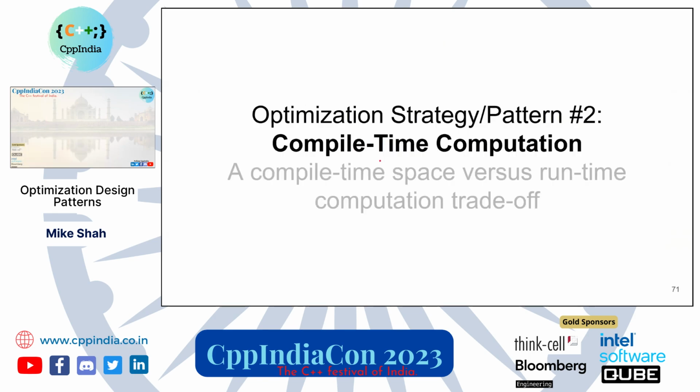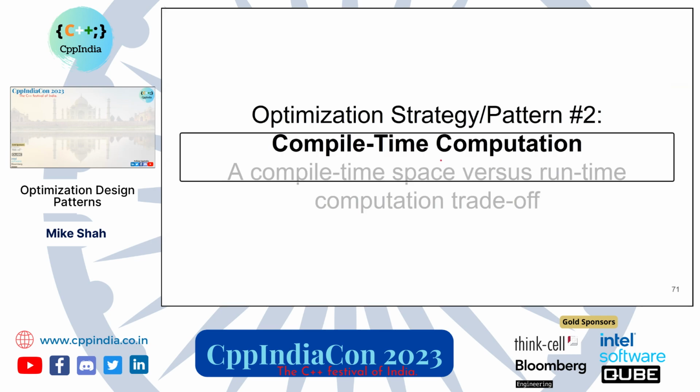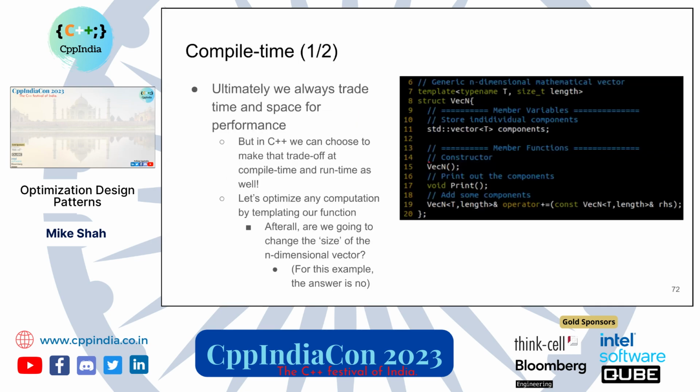So let's think about compile time computation. Let's think about if I can do something more at compile time here. Ultimately, we're always trading time and space for performance. But as I mentioned, in C++ we can change runtime computation for compile time in some cases. So taking a little bit more time to compute on our side as developer often can be a win for the user if we save them time.